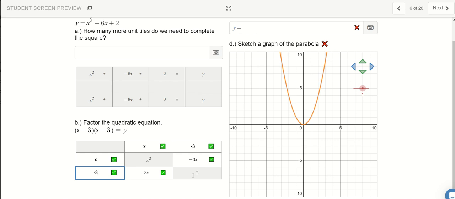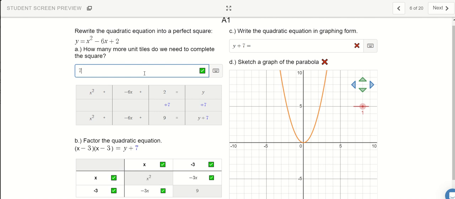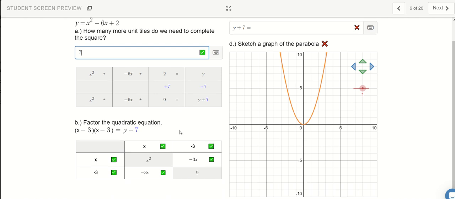-3 times -3, what answer should that be here? It's supposed to be 9, right? 3 times 3 is 9, but we only have 2 tiles here. So I need to add 7 more on both sides. Add 7 on both sides. That way I have a 9 here, and I can complete my box.